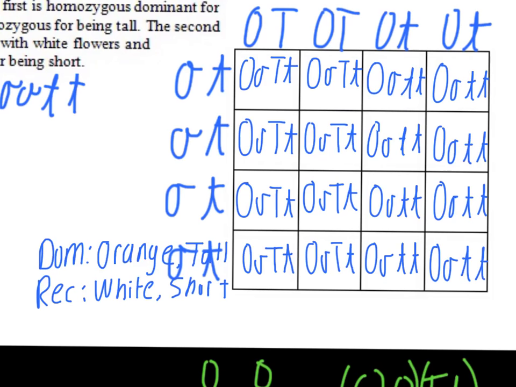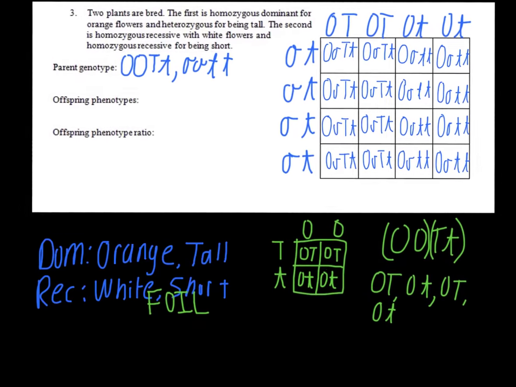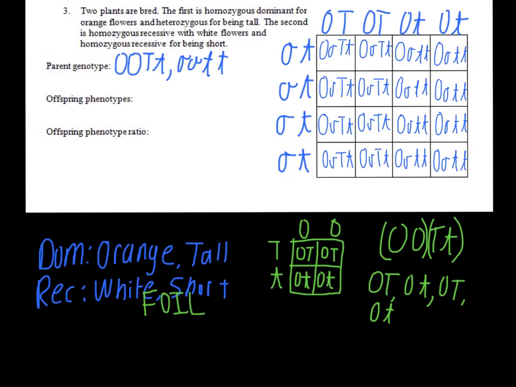Alright, so we'll shrink this one back down again, now that I'm finished writing in there. The next step, and I know this is getting a little long, but these problems are just a little bit involved. The next step is the offspring phenotypes. So what do the offspring look like? If we take a look at our column over here, we'll just take this one column at a time since all of the columns happen to be the same.